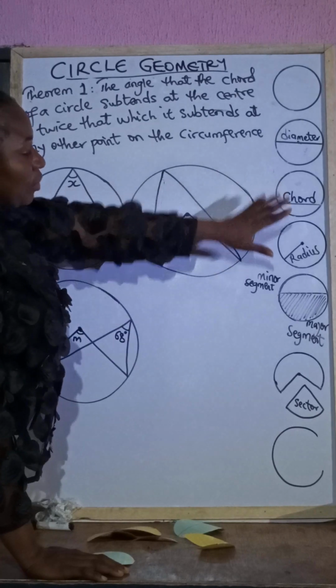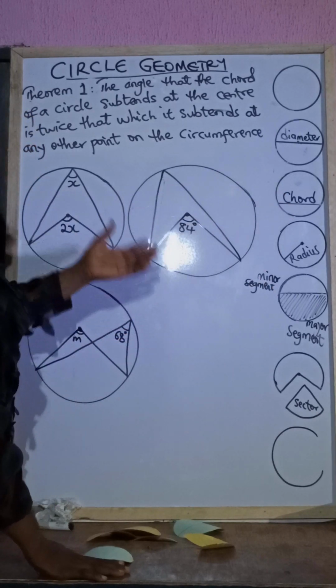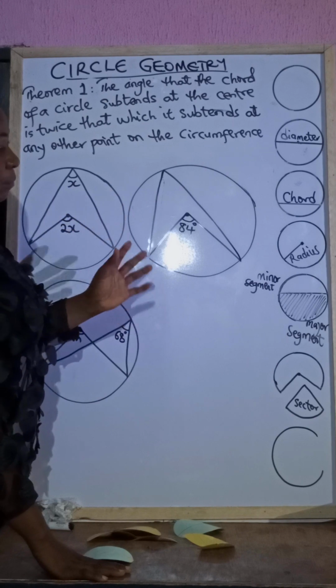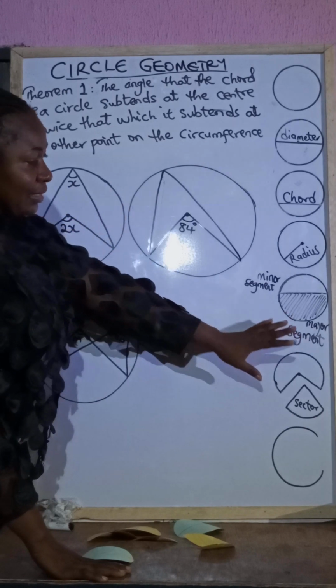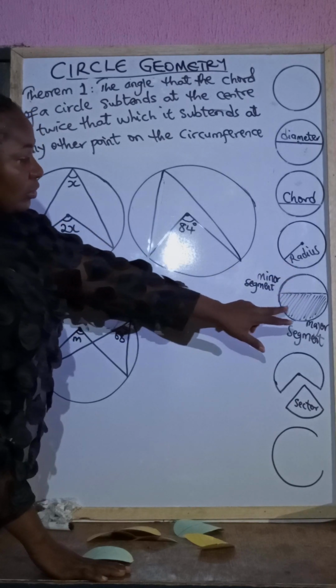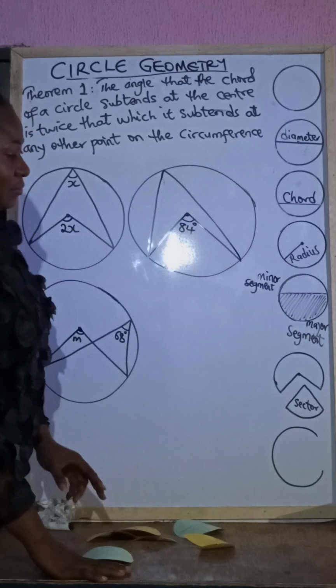Now, a chord divides a circle into two segments, the major segment and the minor segment. Major segment because it is bigger in size, minor segment because it is smaller in size. So the shaded part is the major segment here.